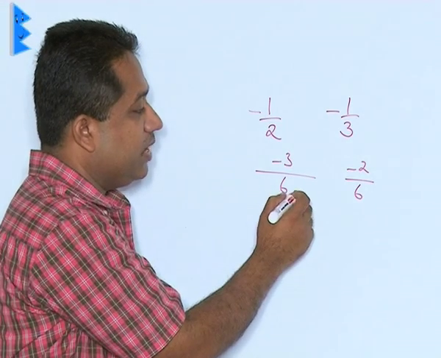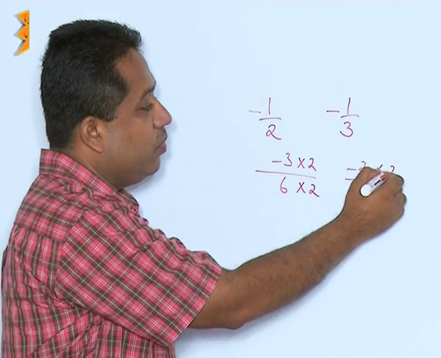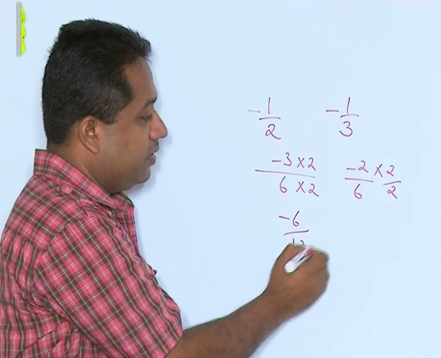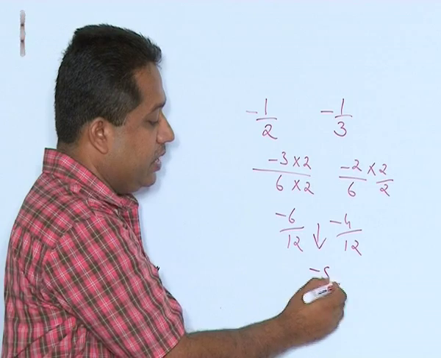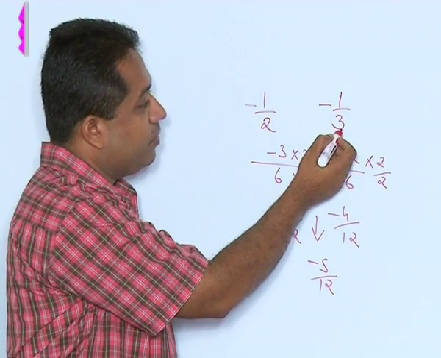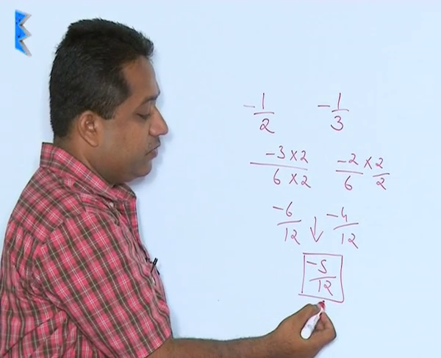Now, all you have to do is multiply and divide by 2. So, we are multiplying and dividing by 2 both these numbers. So, this is minus 6 by 12, this is minus 4 by 12. So, the number in between them will be minus 5 by 12. So, for negative number minus 1 by 2 and minus 1 by 3, I can say the number in between them is minus 5 by 12.